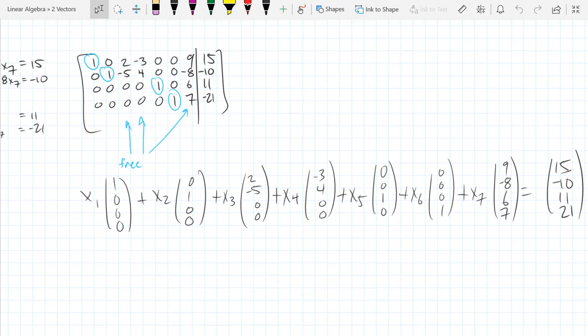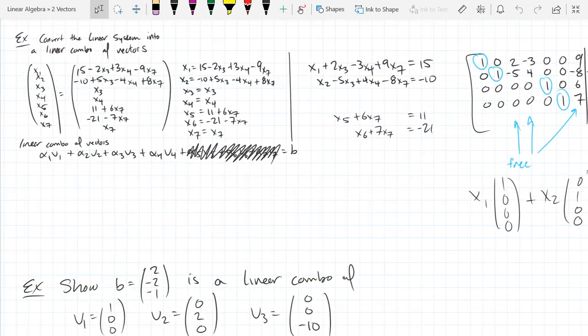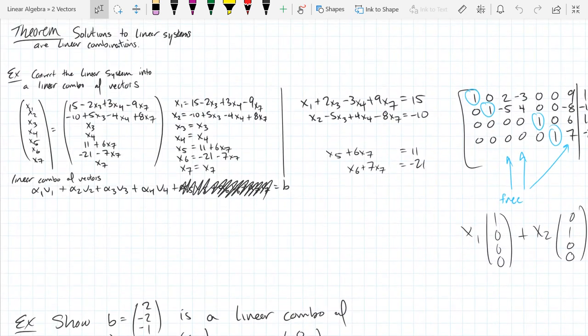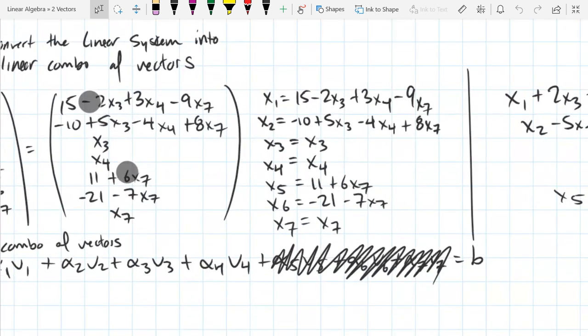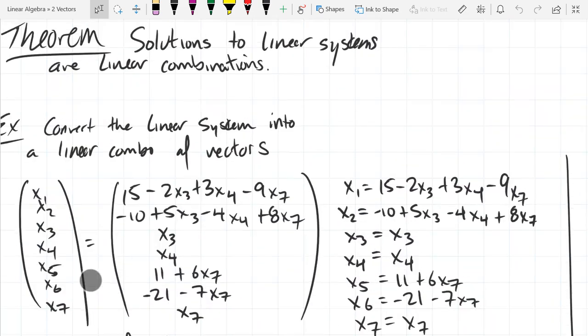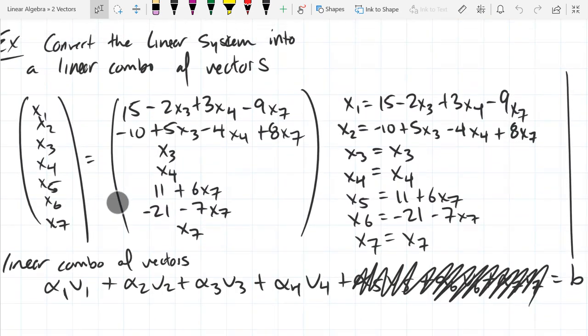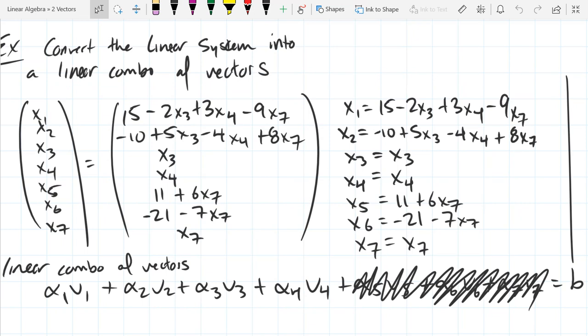So before we get back to the modular arithmetic, which we were doing in Z6, we're going to look back at turning that linear system into a linear combination. Our original linear system is written out here, and I want to rewrite it as a linear combination of vectors.